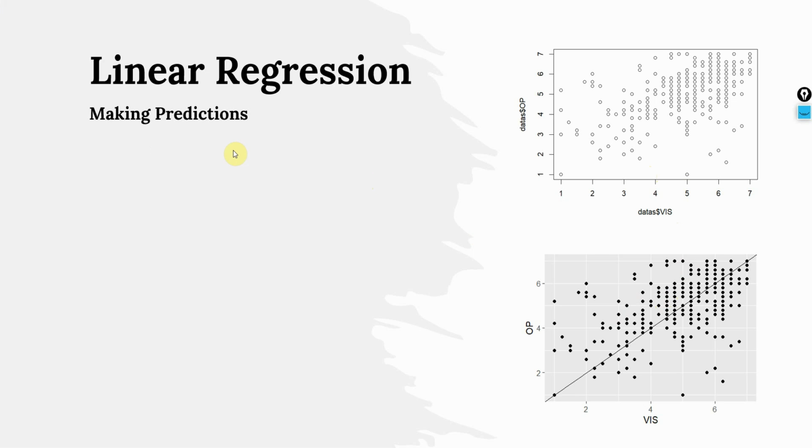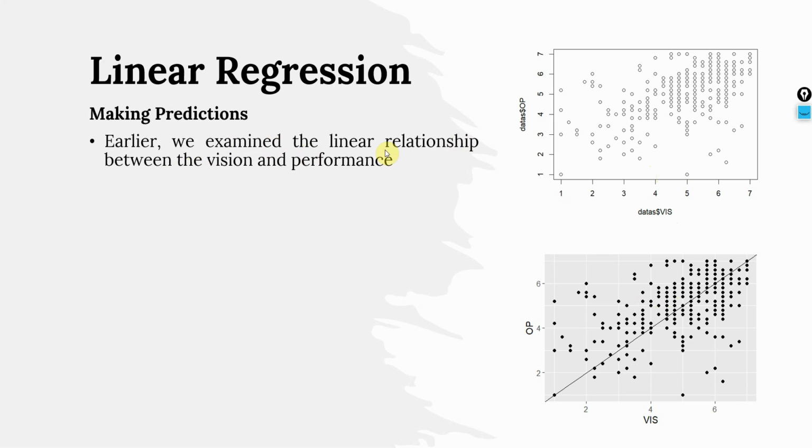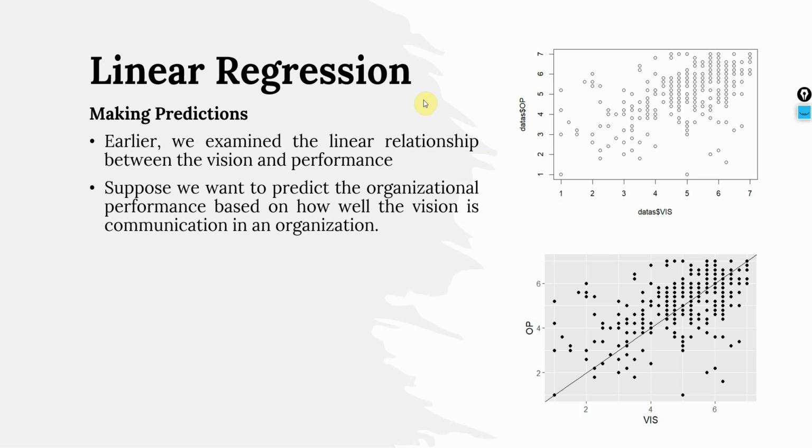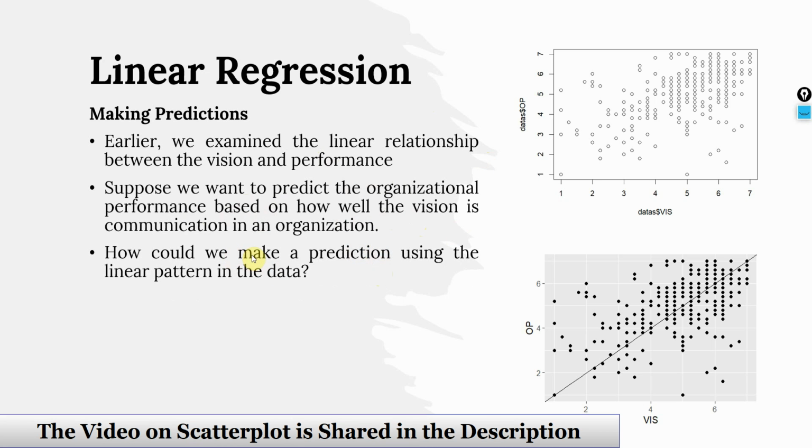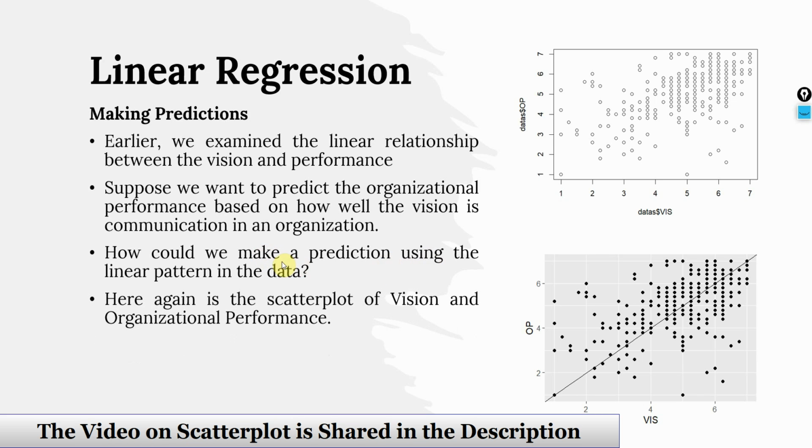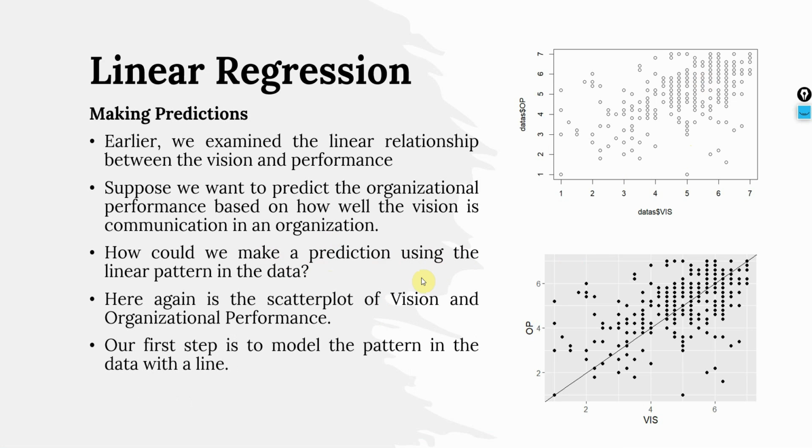So how do we make the predictions? Now earlier we examined the linear relationship between vision and performance. Suppose we want to predict organizational performance based on how well the vision is communicated within the organization. How could we make a prediction using the linear pattern in the data? Here again the scatter plot of vision and organizational performance. Our first step is to model the pattern in the data with a line. Now look at this. This is the line.